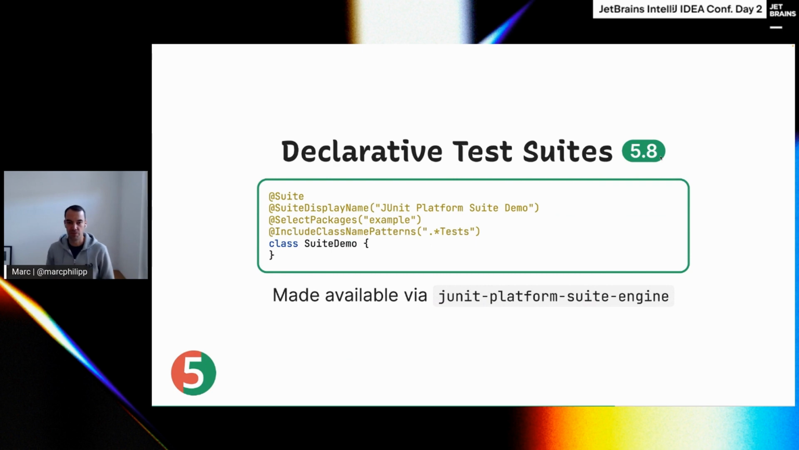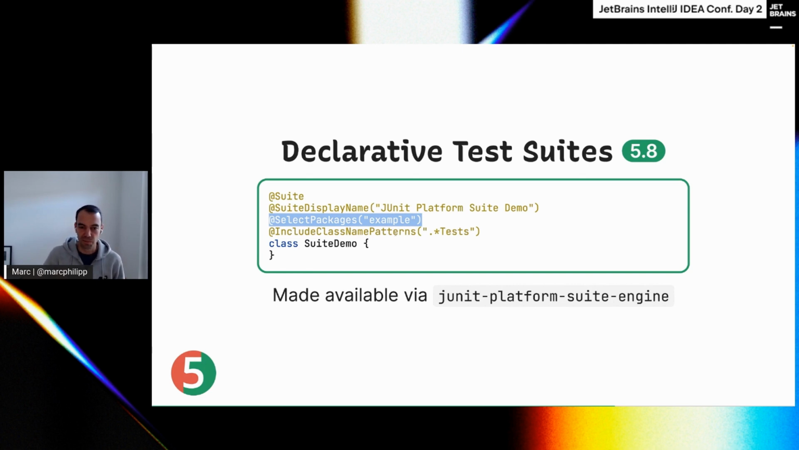A new feature in 5.8 is the declarative test suites. And this is actually also implemented as a JUnit platform engine, so the suite engine. And it allows you to define a class and add the suite annotation to it. And then you can basically select the tests you want to run. You have all the selectors that the JUnit platform supports, like packages, classes, directories, files, classpath resources, modules, everything.